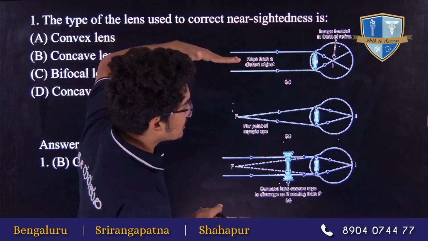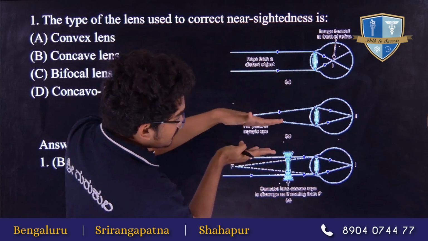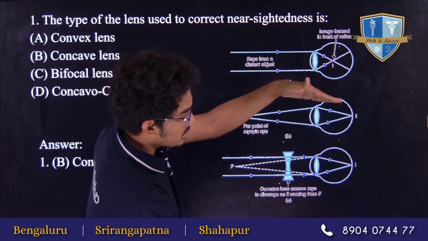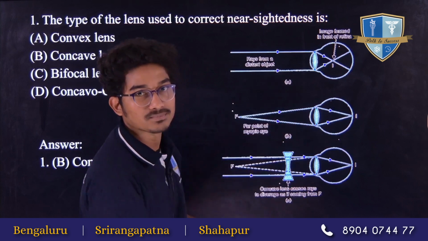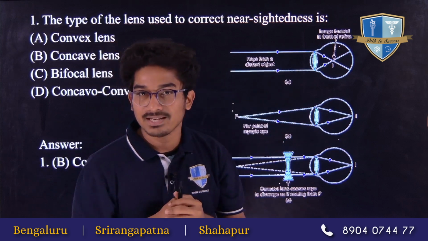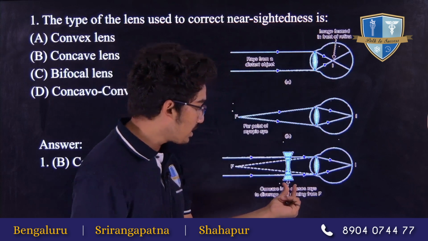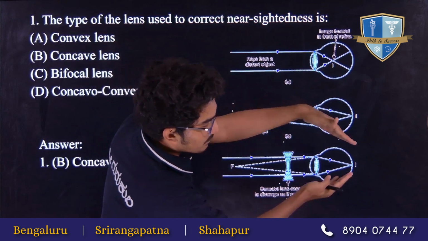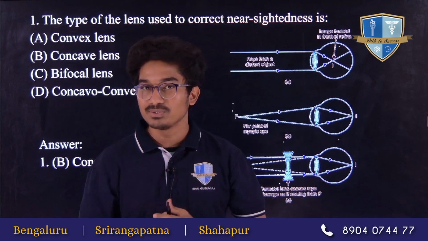See here, the parallel lines are converging nearby. But the diverging lines, they are diverging away, and they converge exactly on the point. So what will we do? We will try to diverge the parallel lines more. How can we do that? We will use a diverging lens. One diverging lens is the concave lens. So we will put a concave lens in between. What will it do? It will diverge these parallel rays and then they will converge on the correct point, which is on the retina. That's how you will be able to see an image clearly.